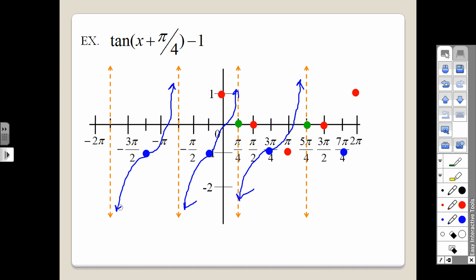Okay, now we have to deal with these things that are on the end. This one is going to go down here, but there is going to be a little bit that's going up until I get to the 2 pi. And then this one is going to be like from here kind of up, just a tiny little bit. Okay, and there you have it. There's your tangent of x plus pi over 4 minus 1.